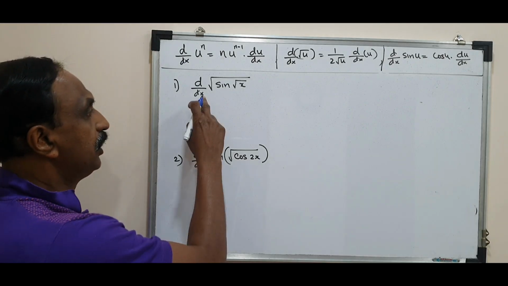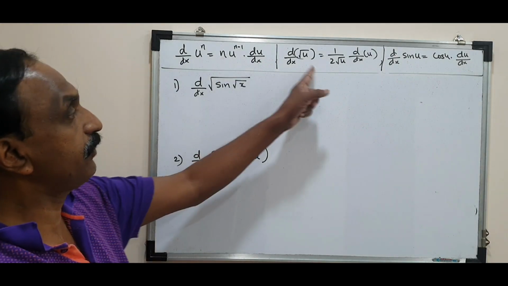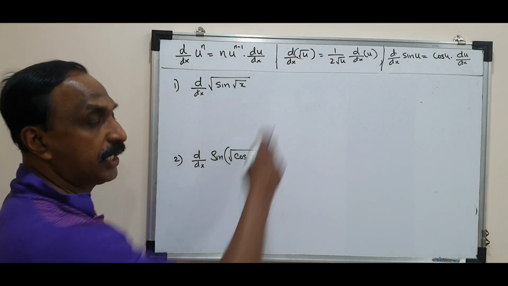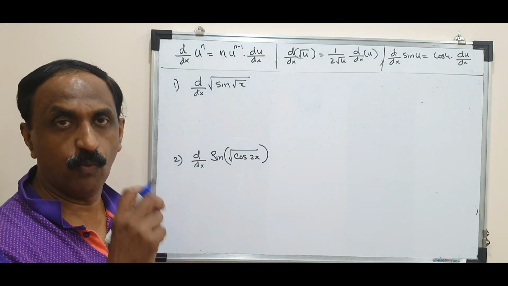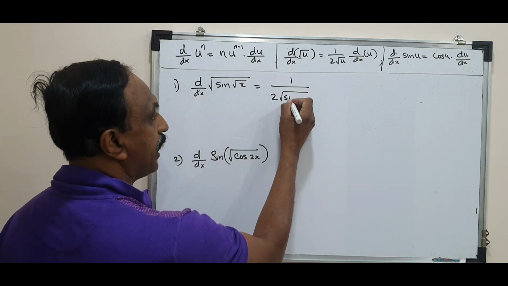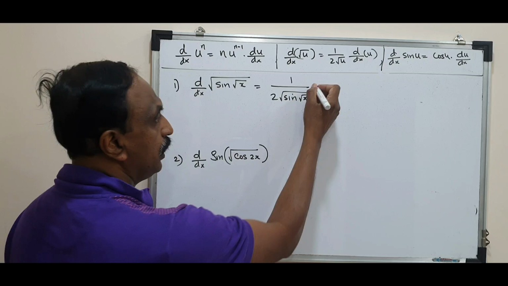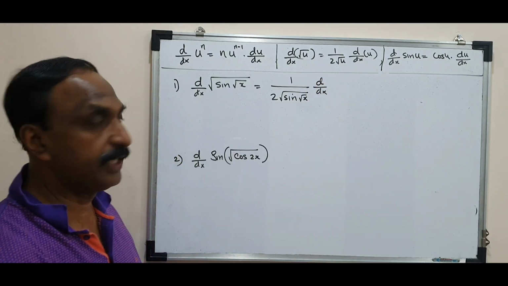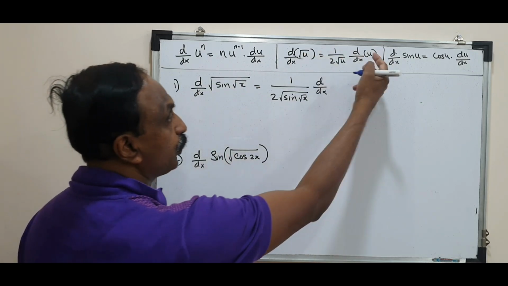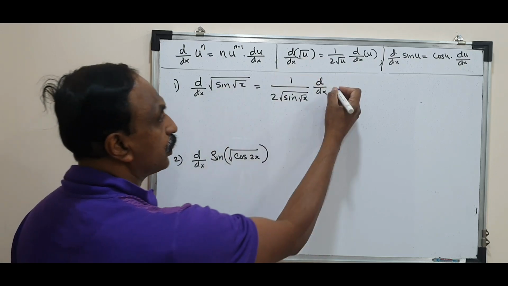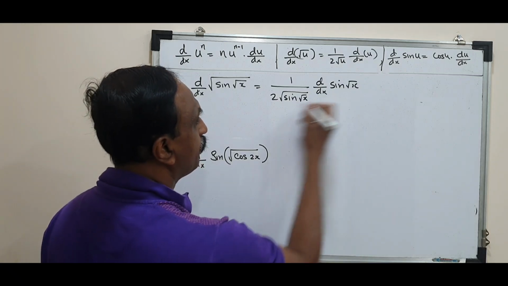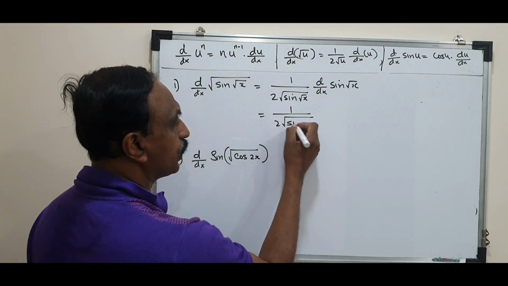Let's try this problem. We have derivative of root of sine root x. I've written all the 3 formulas here, so whenever I want to refer, I'll show you the formula. It starts with a root, so you have to ask the root derivative. What is root derivative? 1 by 2 root u, into d by dx of u. The root goes away, only u, whatever is inside the root. So sine root x, now let's differentiate that. That will become 1 by 2 root sine root x.